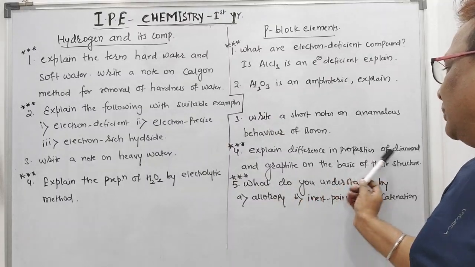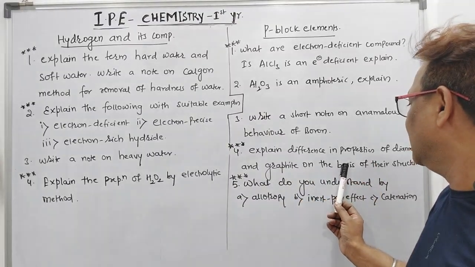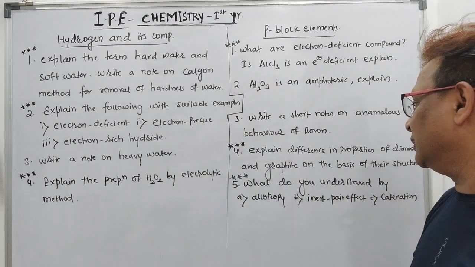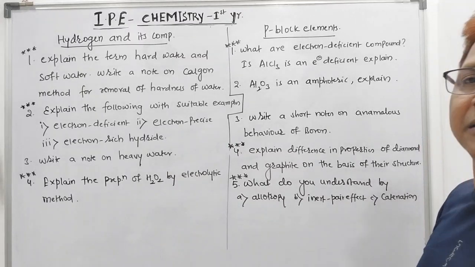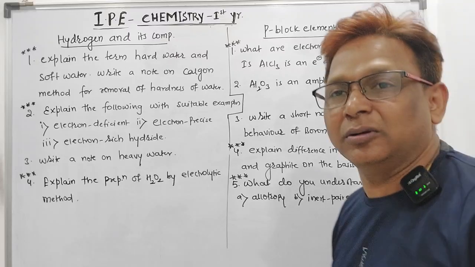Explain the differentiating properties of diamond and graphite on the basis of their structure. Very important. And what do you understand by allotropy, inert pair effect and catenation? Very important. Take a screenshot of this one.